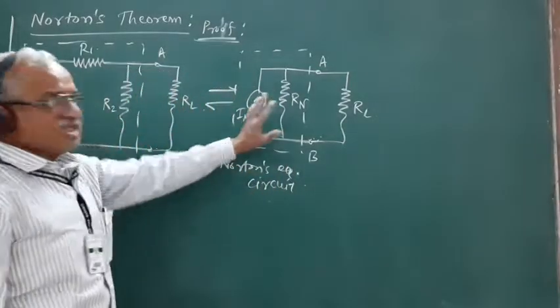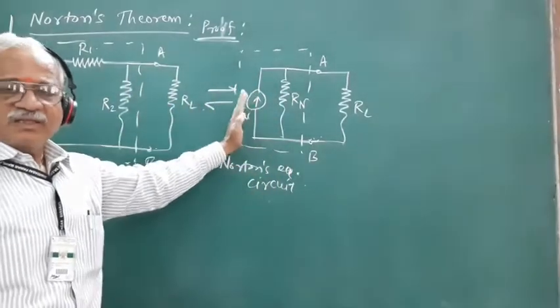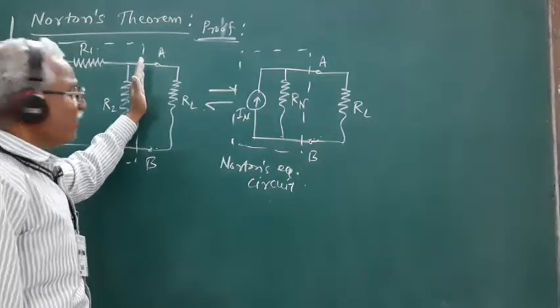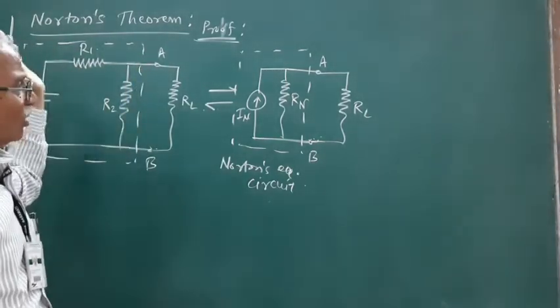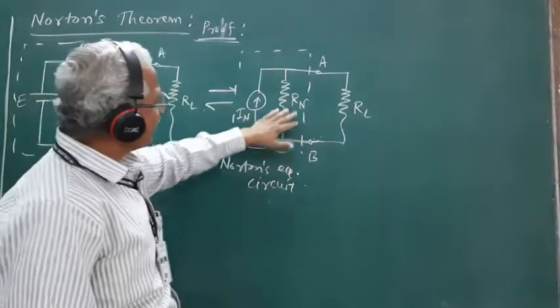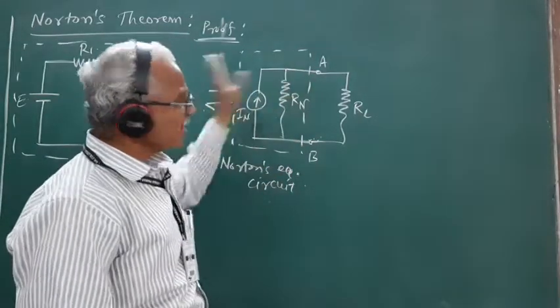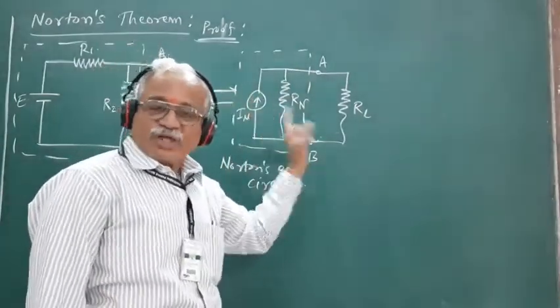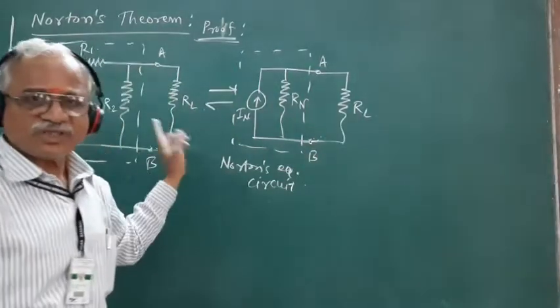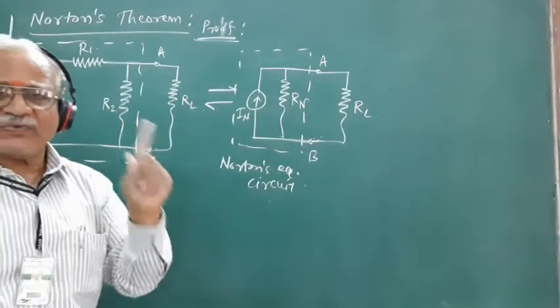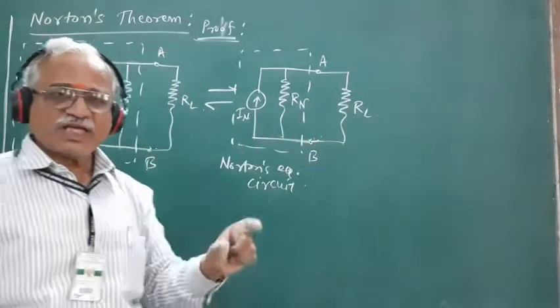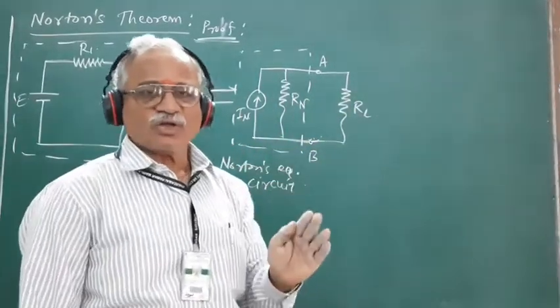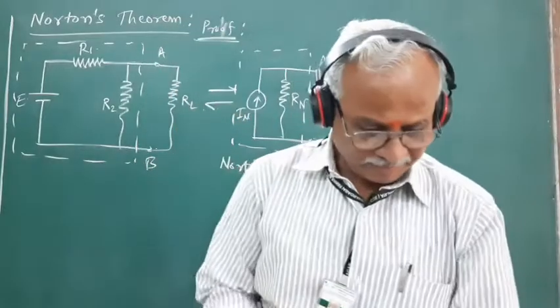So, irrespective of whether there is the given complicated network connected to the left of the terminals A and B, or that complicated network is replaced by this Norton equivalent circuit, if the potential drop across the load resistance RL remains the same in both these situations, then we can say that Norton's theorem is verified.